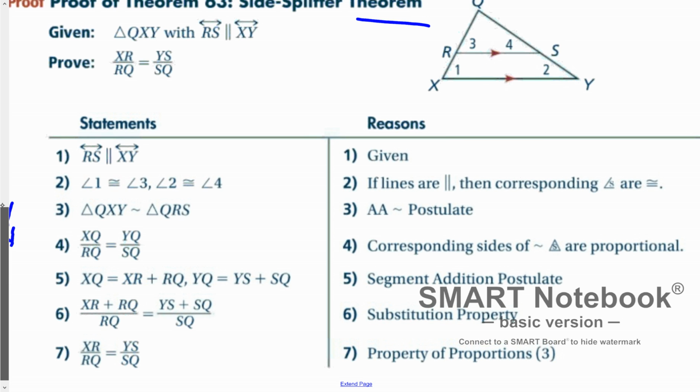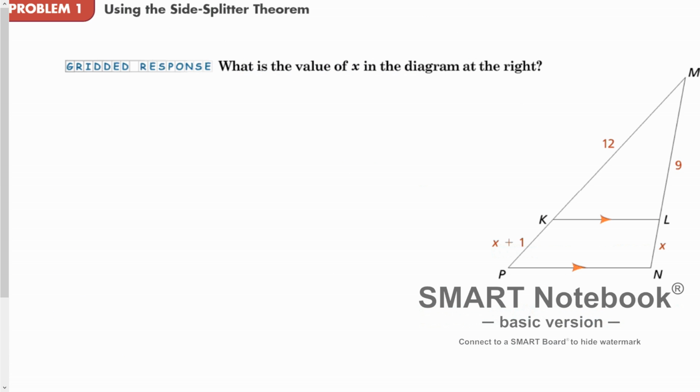So let's move on to problem number 1. We're going to use this side splitting theorem, and we're going to solve for x. Okay, so we want to solve for x here, and then we can figure out what the sides are. So we do have a triangle, and we have a line going through that triangle connecting two sides, and it is parallel to the third, so therefore it's proportional. So we can write 12 over x plus 1 and set that equal to 9 over x.